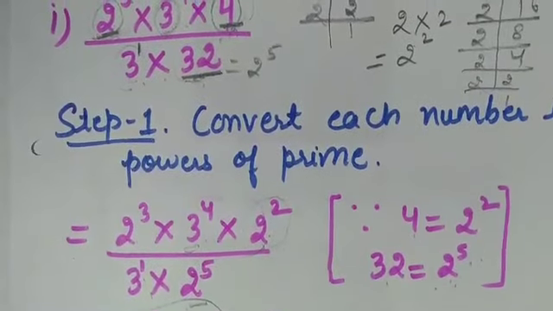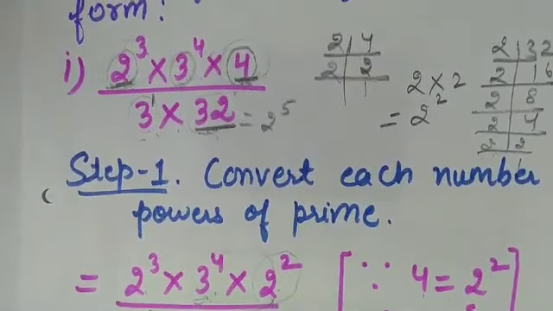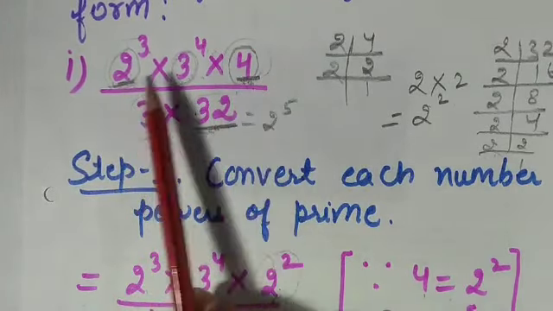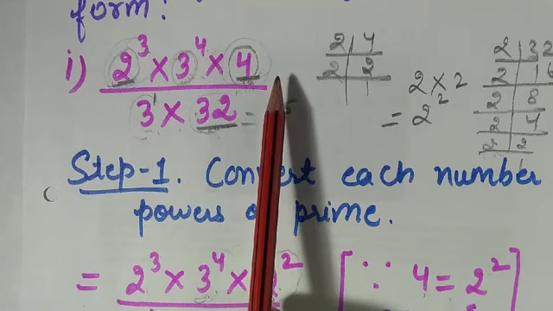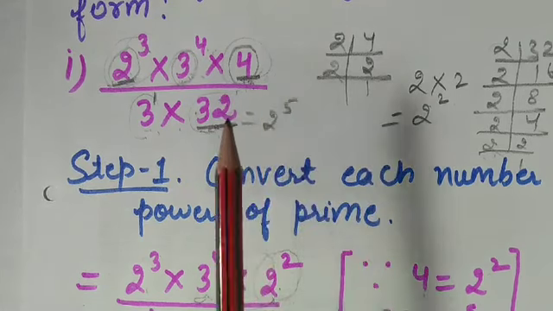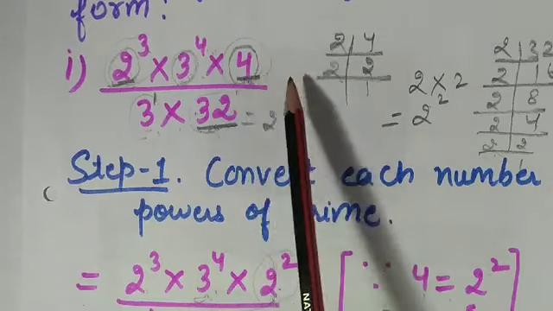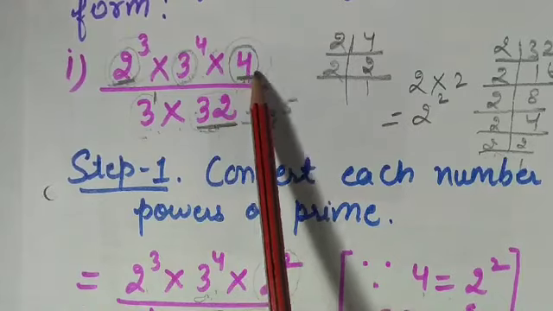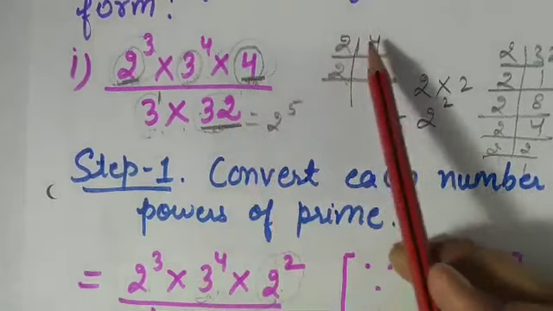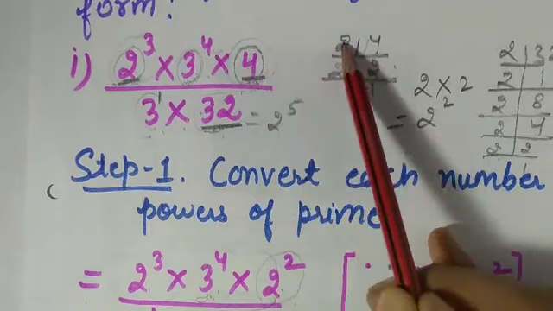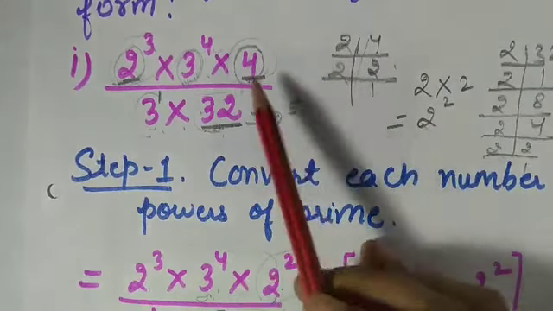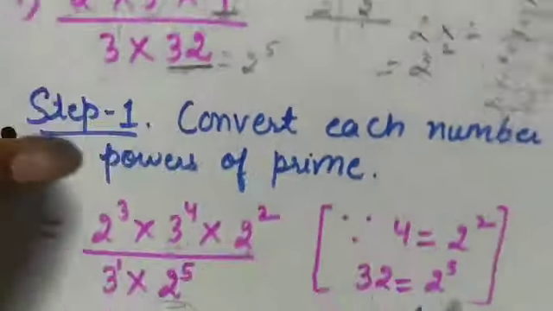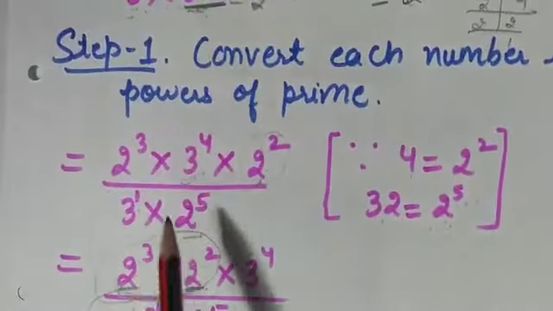Let me explain it again. For solving these types of expressions, the first step you have to do is express each number in the powers of prime. This is already prime. This is a composite number, I have to change this in power of prime. So using prime factorization, 4 can be written as 2 raised to the power 2, and 32 can be written as 2 raised to the power 5. So first step I did that, I have converted each number in the expression in the powers of prime.